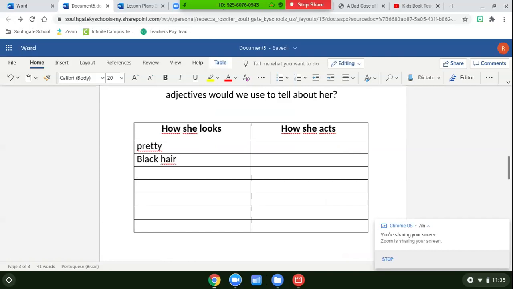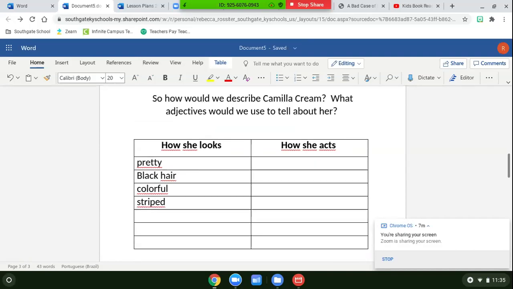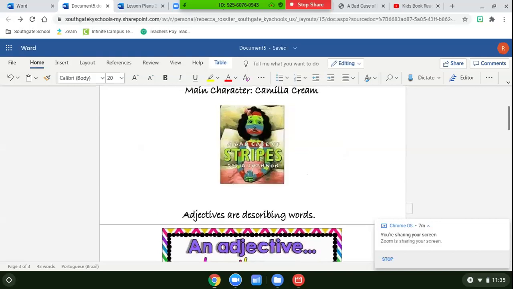Obviously, a big part of this story is that she is quite colorful. So that could be an adjective to describe her. We could say she is colorful. You'll probably see me type some things the wrong way and have to fix them too. So colorful. We could even say she's striped because in this story, it's kind of all about her having a bad case of stripes and how she fixes that. How many more adjectives can we think of for how Miss Camilla Cream looks?